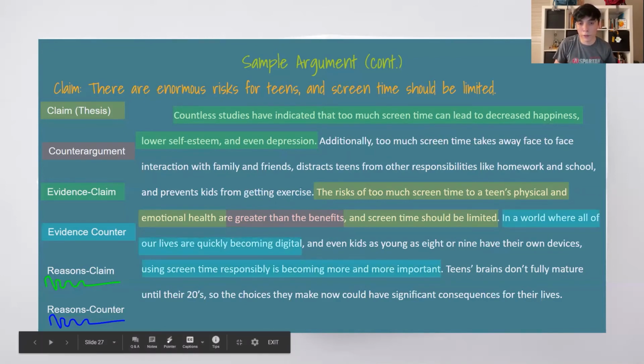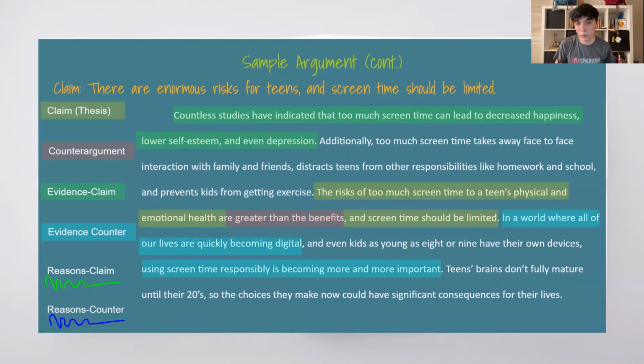And then the green piece of evidence does connect to the yellow claim. And then here's another counter evidence. In a world where all of our lives are quickly becoming digital, using screen time responsibly is becoming more and more important. This isn't exactly evidence. This is just a summary of the evidence that the author chose to summarize for the counter argument.